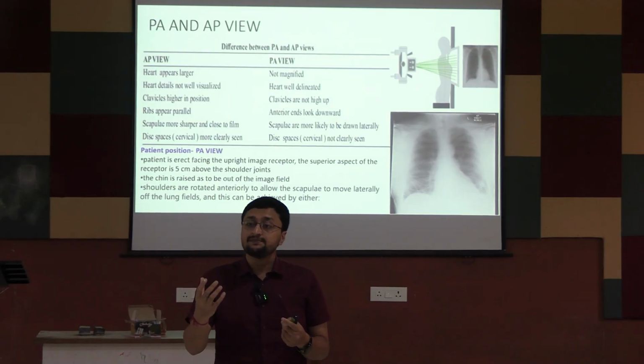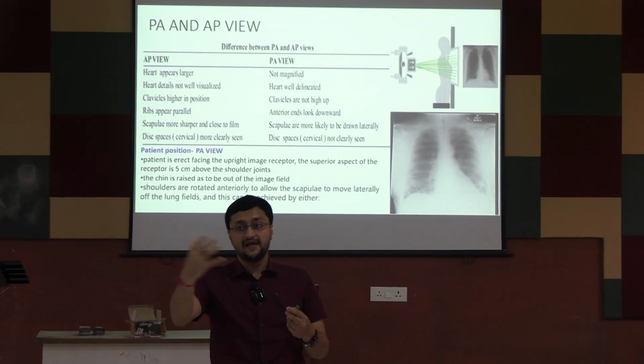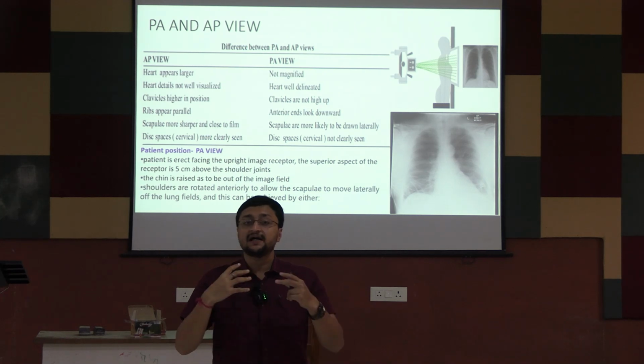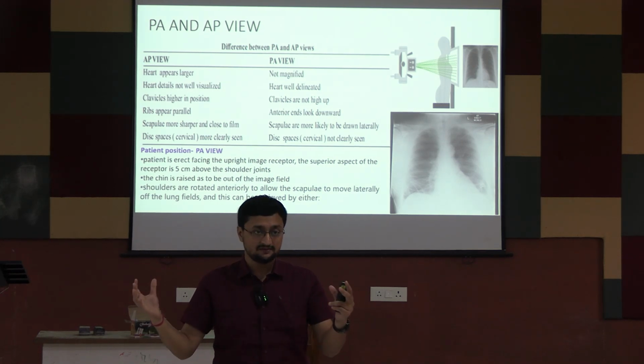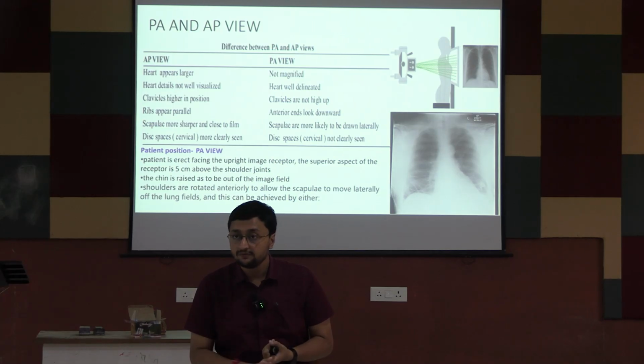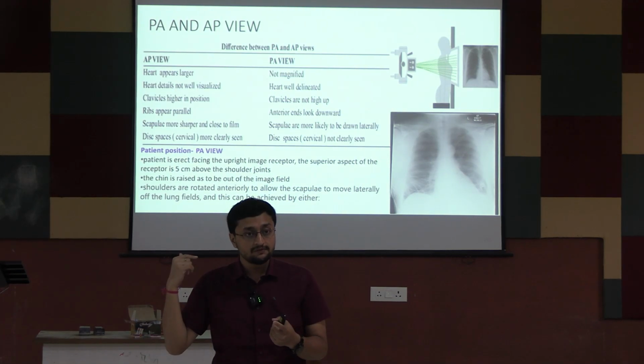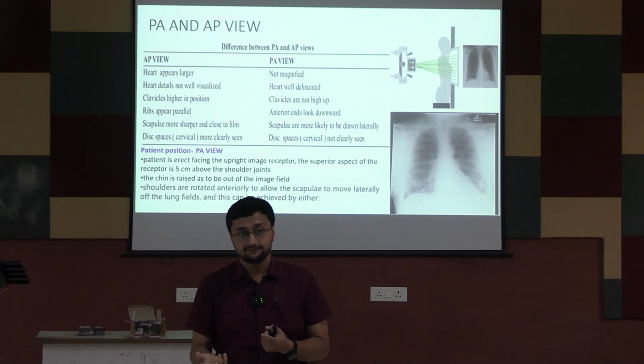So the heart is placed anteriorly, right? So if the beam is coming from the anterior part, then the cardiac border will be enlarged. This is the most important point. So in case of AP view, the cardiac shadow is enlarged. Whereas in PA view, the cardiac shadow is normal, right?